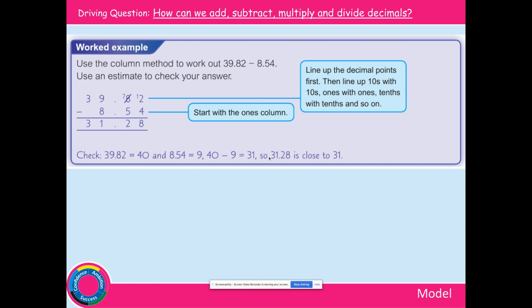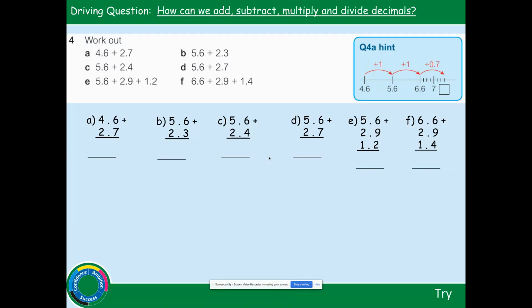It's up to you. If you want to copy down that example, press pause and then press play when we go on to the next slide. Otherwise, we'll just carry straight on. So I'm just going to talk you through the first example here. 4.6 add 2.7. So we've got 4.6, line up your decimals, add 2.7.